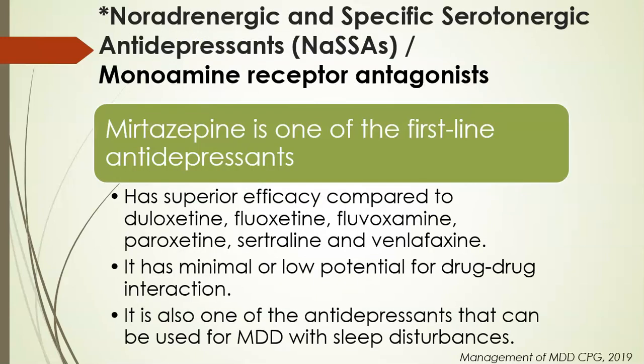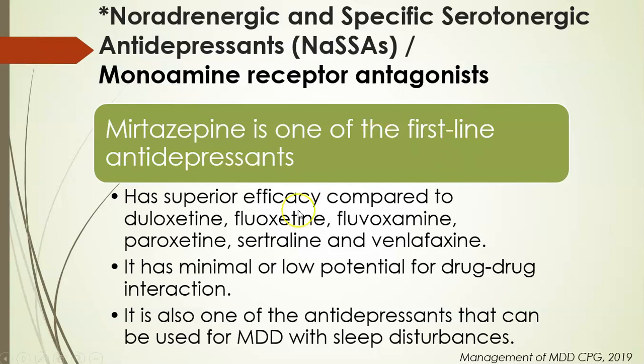The next class of drug is NaSSA, or the noradrenergic and specific serotonergic antidepressants. These are also known as monoamine receptor antagonists. So either one, right? Some people call them MRAs, some call them NaSSA. I have put both names here so that if you see this in other materials, you will know what it is, right? And the prototype drug for it is mirtazapine.